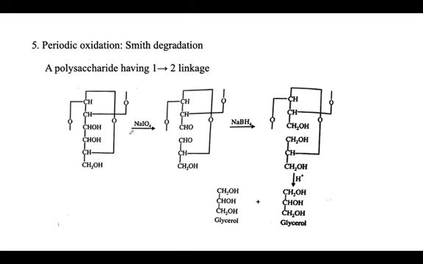If this is a 1-2 linkage, when we are treating it with sodium periodic acid, we have groups present on carbon 3 and 4 here. The two hydroxy groups are present on adjacent carbons, and these two hydroxy groups will be converted into aldehydic groups. You can say that carbon 3 and carbon 4 have been converted, and there is a cleavage of the bond that was between carbon 3 and 4. Then when we are reducing it using sodium borohydride, the two aldehyde groups will be reduced, and they will produce two primary alcoholic groups.